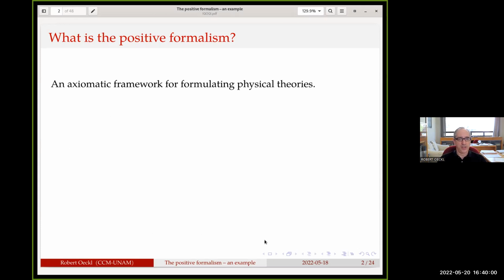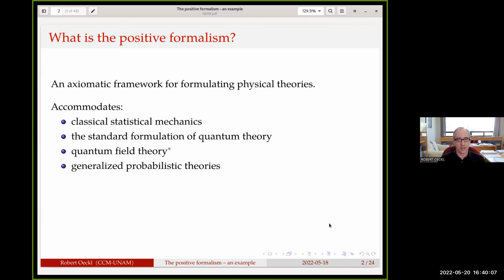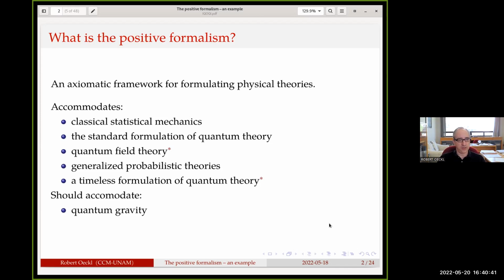First, the positive formalism is an axiomatic framework for formulating physical theories. In particular, it accommodates different branches of physics, such as classical statistical mechanics, the standard formulation of quantum theory, quantum field theory, but also generalized probabilistic theories. It also provides a timeless formulation of quantum theory. So this is where it's really interesting to you in particular. And one of the main motivations behind it is that this could provide a basis for the formulation of a quantum theory of gravity.